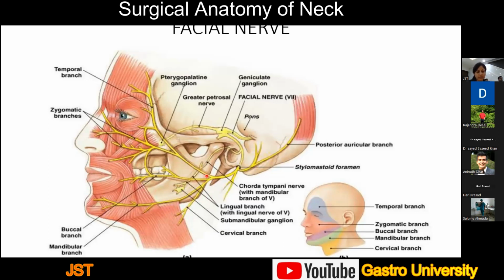This marginal mandibular branch we've spoken in detail about because it is important to preserve this nerve during any neck surgery. Damage to this nerve will cause the angle of mouth deviation, which is very evident.